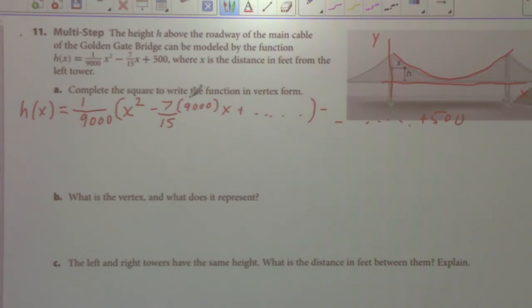By 2. Multiply by 2. Well, we're going to take the negative, we're going to divide by 2. Same thing we've always done, right? So we're going to take negative, which is going to be -7 times 9,000 over 30.